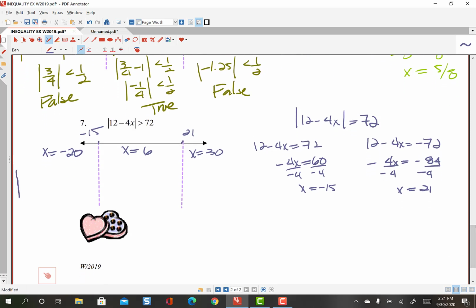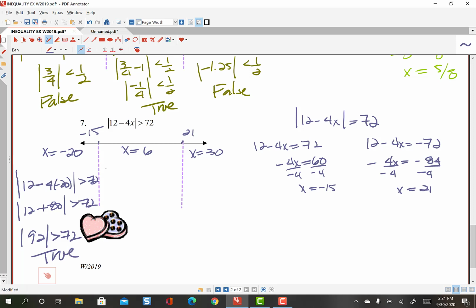So I'm going to have the absolute value of 12 minus 4 times negative 20 is greater than 72. So this is 12, negative 4 times negative 20 happens to be 80. So I have the absolute value of 92 is greater than 72, which is, in fact, true.